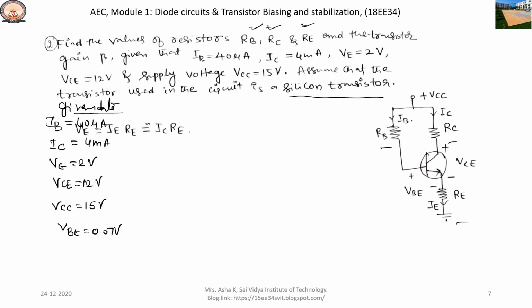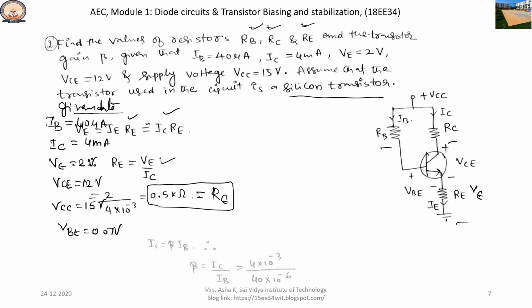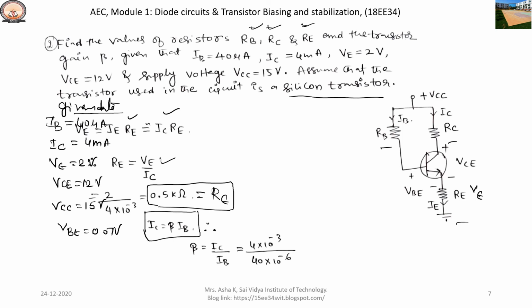Now we'll start the problem. The emitter terminal voltage is equal to IE into RE, that is equal to IC into RE. We can easily calculate RE is equal to VE divided by IC. After substituting, we get the emitter resistance value, which is equal to 0.5 kilo ohm. And we can calculate the value of beta with the equation IC is equal to beta times IB. Beta is equal to IC divided by IB, that is 4 into 10 to the power minus 3 divided by 40 into 10 to the power minus 6, which is 100.